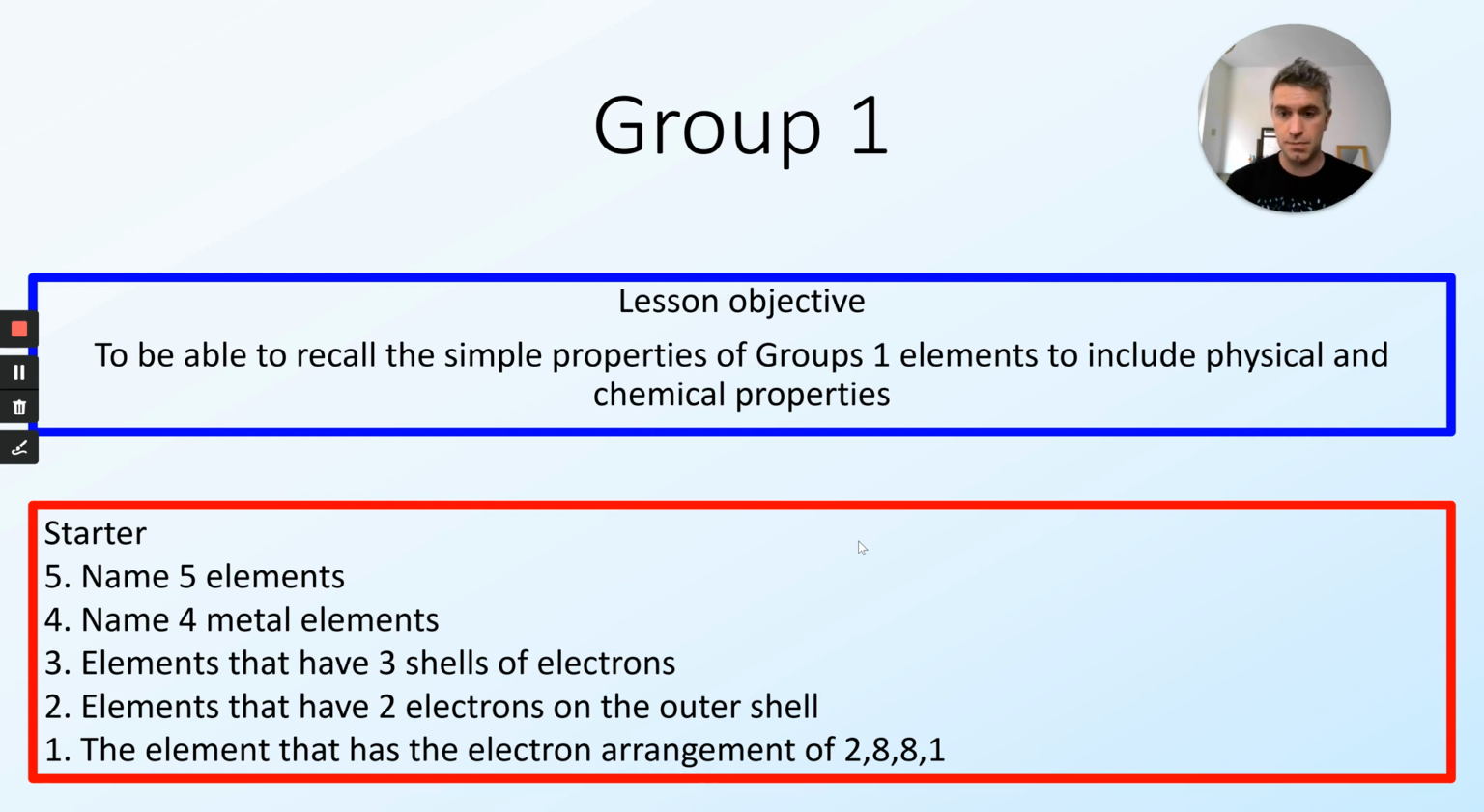You done? Excellent. Name 5 elements. I can't tell you which ones to do for 5 elements. You could have chosen titanium, chromium, iridium, osmium, arsenic, anything. Anything is fine for those 5 elements.